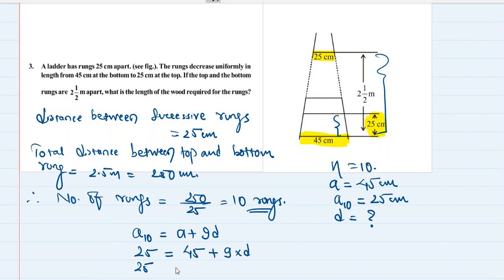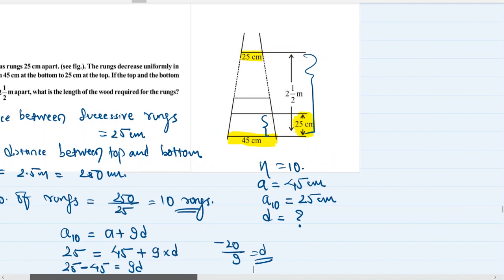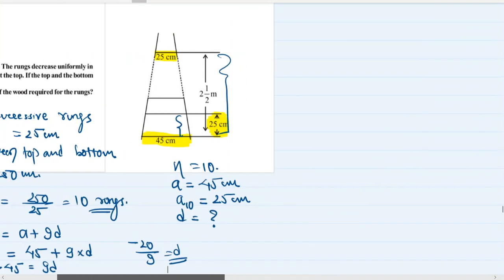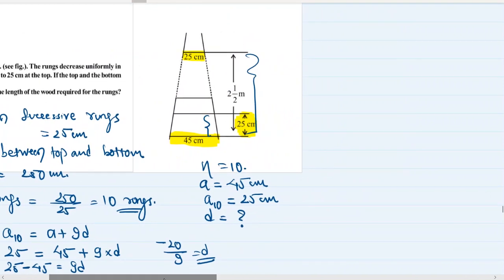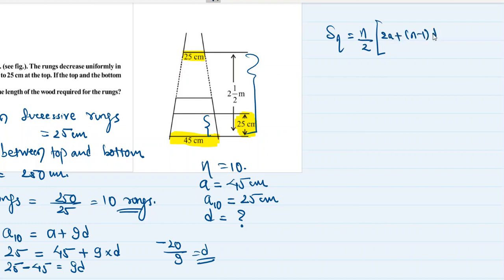So 25 minus 45 is equal to 9D. 25 minus 45 is minus 20, divided by 9, is equal to D. So we have found the common difference. Now we can find the total length of the wood. So total length of the wood, S of n, is equal to n by 2 bracket 2a plus n minus 1 into d.